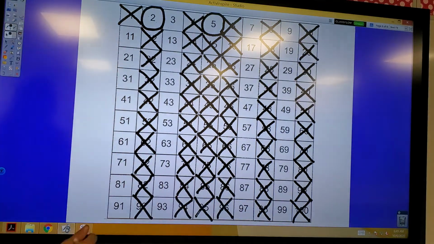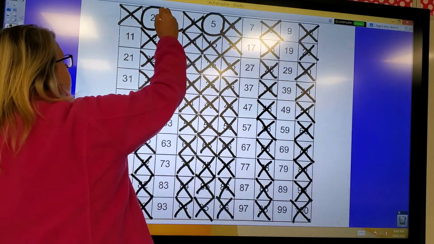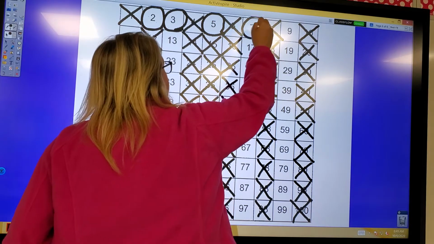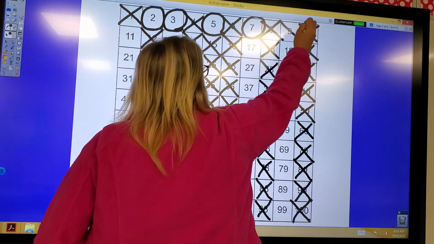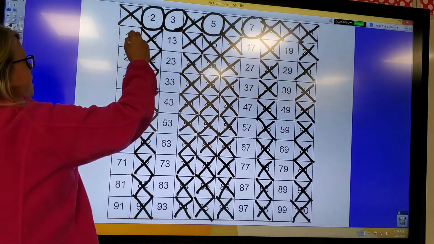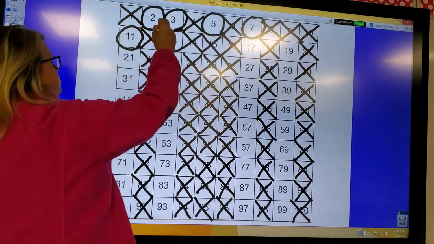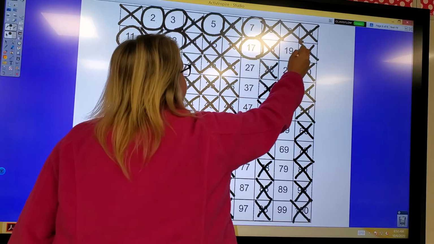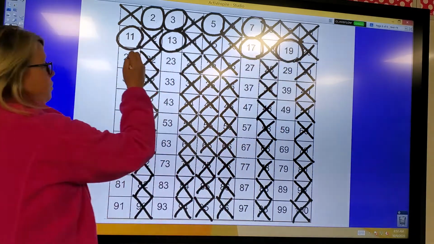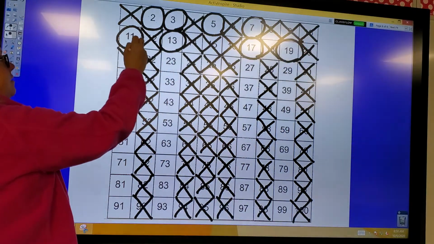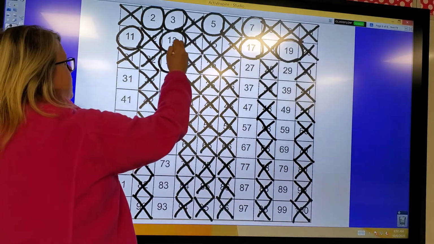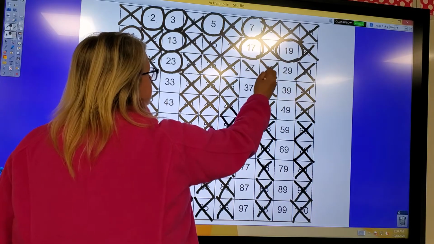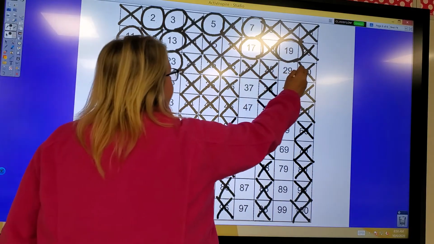All right, so the number 3 is prime. The number 7 is prime. 9, you can do 3 times 3, so it's composite. 11 is prime. 13 is prime. 17 is prime. 19 is prime. 21, you can do 3 times 7, so it is composite. 23 is prime. 27, you can do 3 times 9, so it's composite. 29 is prime.